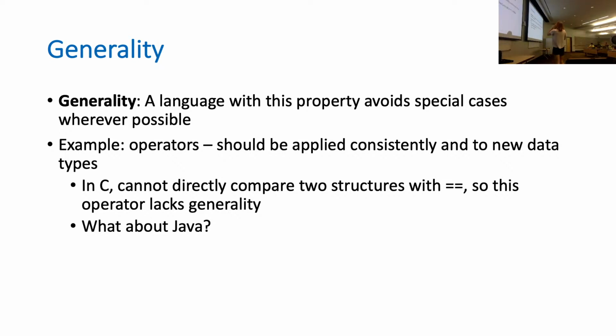Okay? So first, let's start with generality. A language with generality avoids special cases wherever it can. So for example, operators. Should operators be applied consistently and to new data types? Right? So that's kind of our question. So in a language like C, right, C cannot directly compare 2 structures with equals equals, so the operator lacks generality, right? It's not really general, okay, because it has special cases. Sometimes it can behave. Other times it's just not going to work.